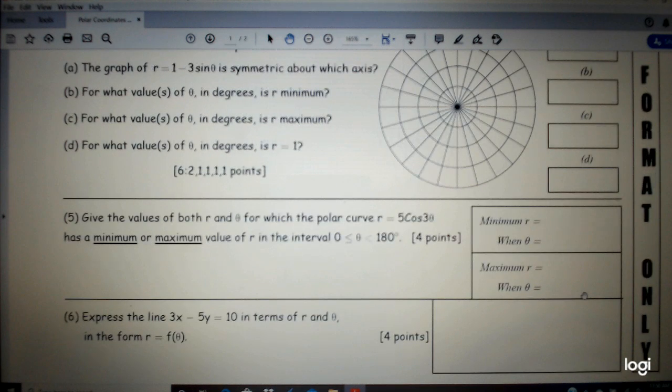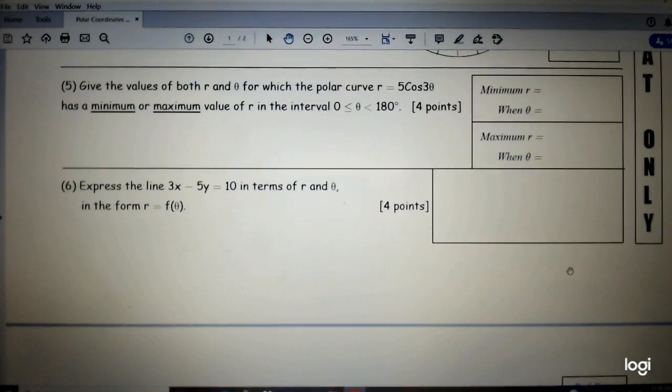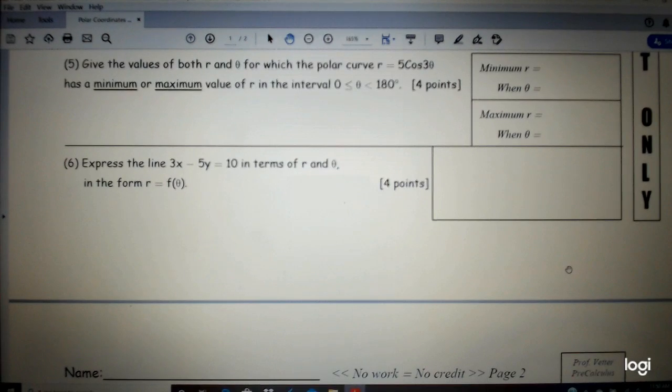Question 5, you can make a graph, but you don't need to show it. You're just going to look at the graph and do a trace. And then that's going to help you answer these questions: when r is minimum, when r is maximum, and what the theta values are.